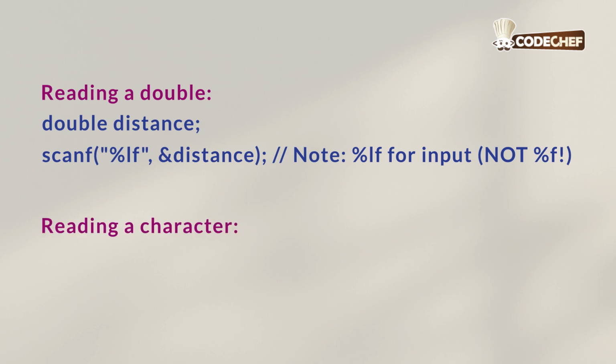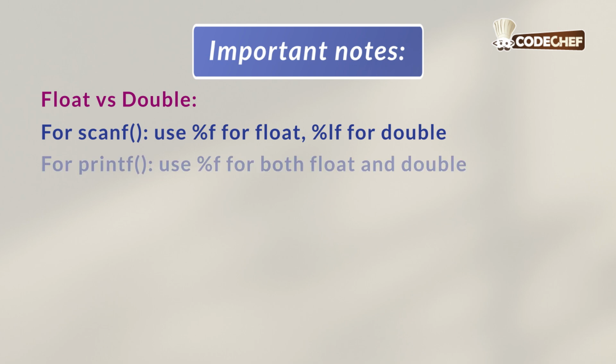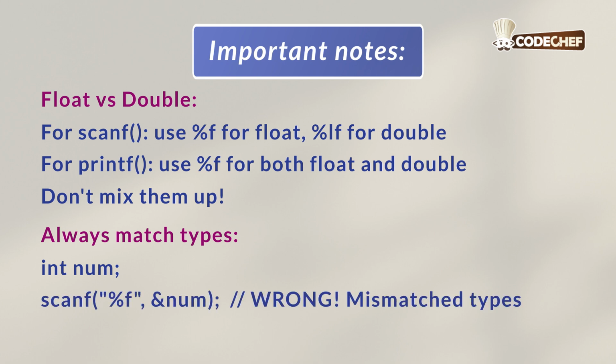Alright. Reading a character: char grade, scanf with %c. And you need to remember float versus double. For scanf, we use %f for float and %lf for double, but for printf, we use %f for both float and double. Keep this in mind and don't mix them up. Always remember to match types. Here, int number, scanf with %d is the correct way to go about it. %f cannot be used for an integer.